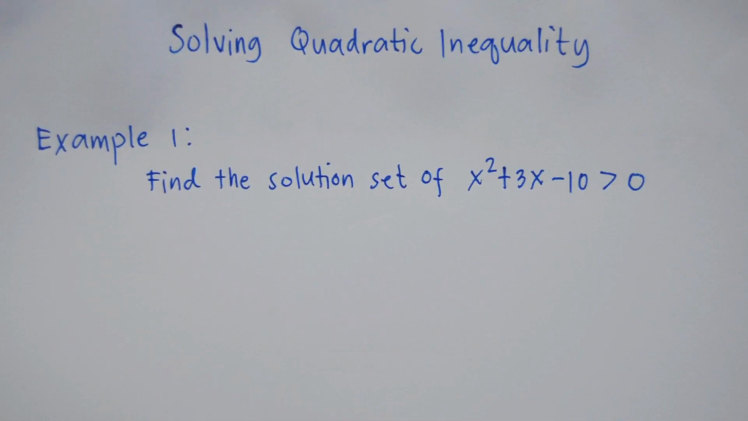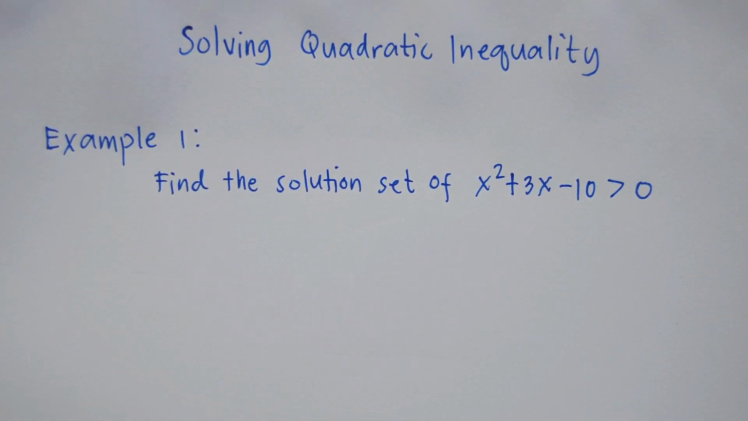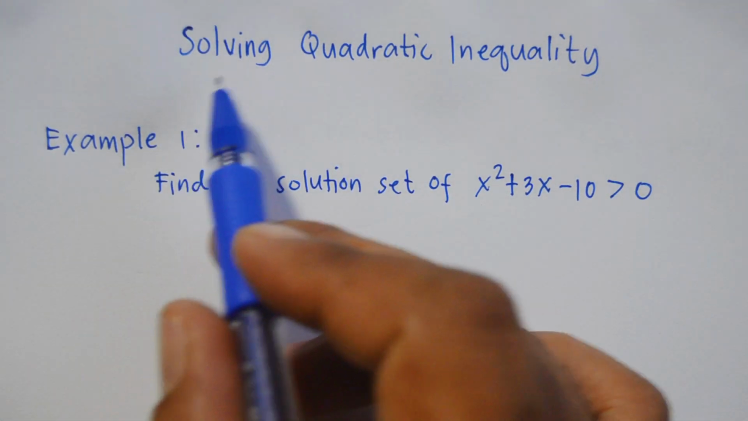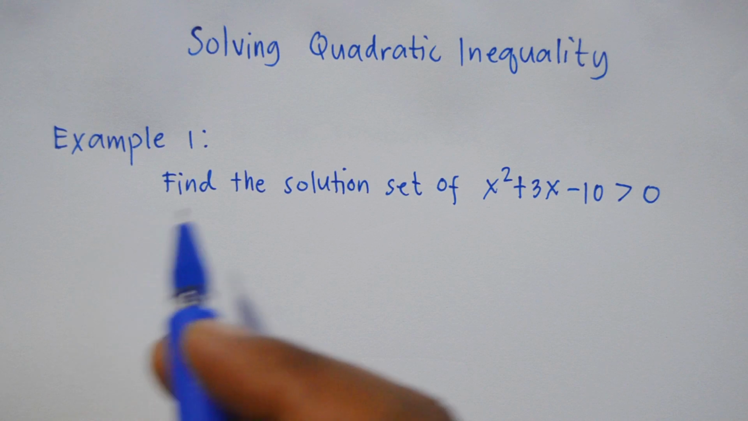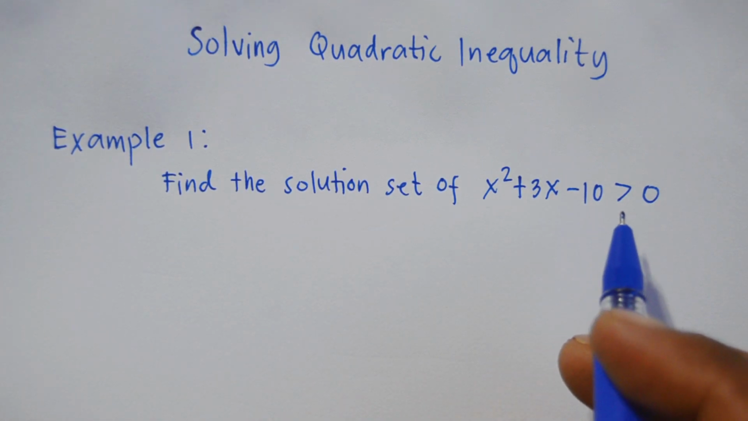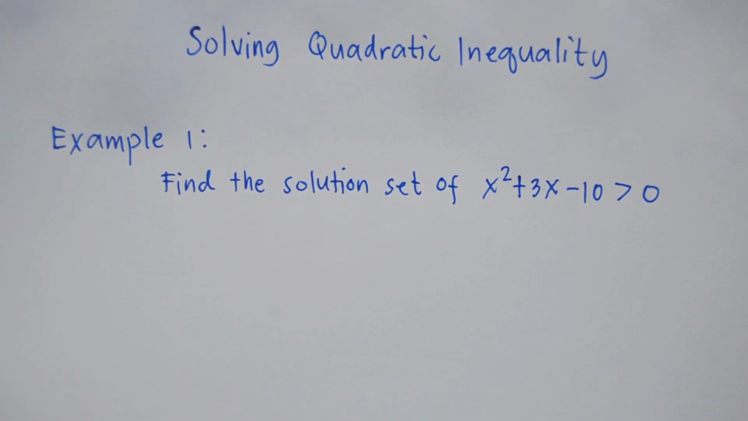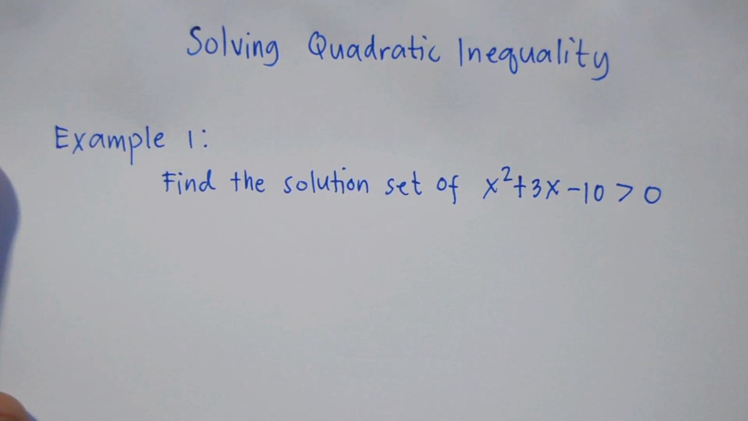So here we're solving quadratic inequality. The symbol is greater than. Okay, so we have an example number 1. Find the solution set of x squared plus 3x minus 10 greater than 0. So we have our solution.